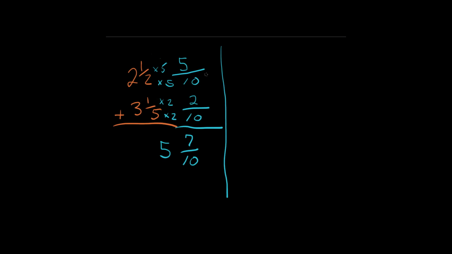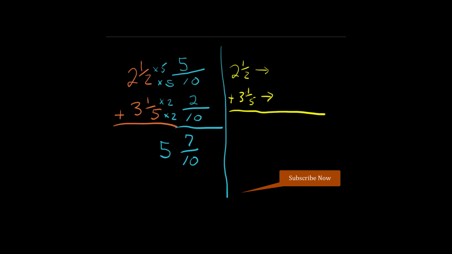All right. So going back to our original problem, I'm just going to rewrite it, 2 1/2 plus 3 1/5. Okay. So sometimes we can turn these into improper fractions and then solve, and then turn them back into a mixed number at the very end. So what does that look like? So let's turn a mixed number to an improper fraction. 2 times 2 is 4 plus 1 is 5. So the improper fraction is 5 over 2.